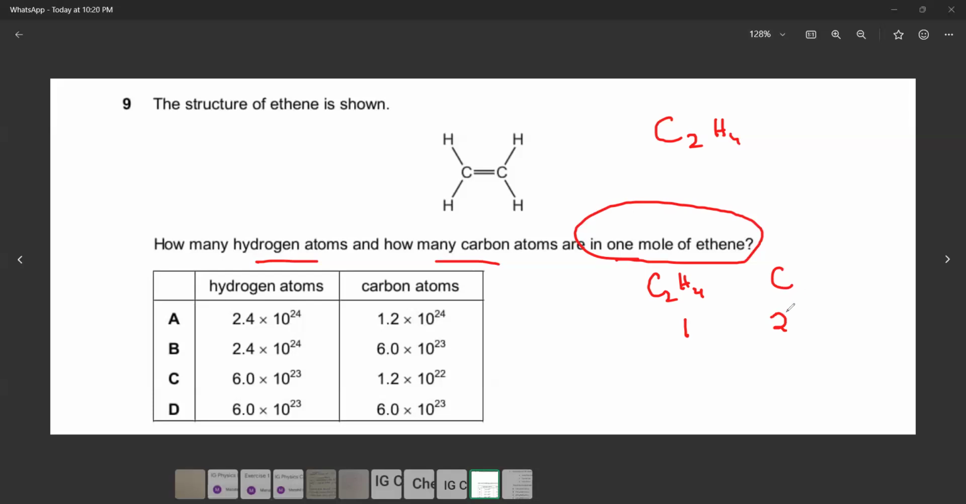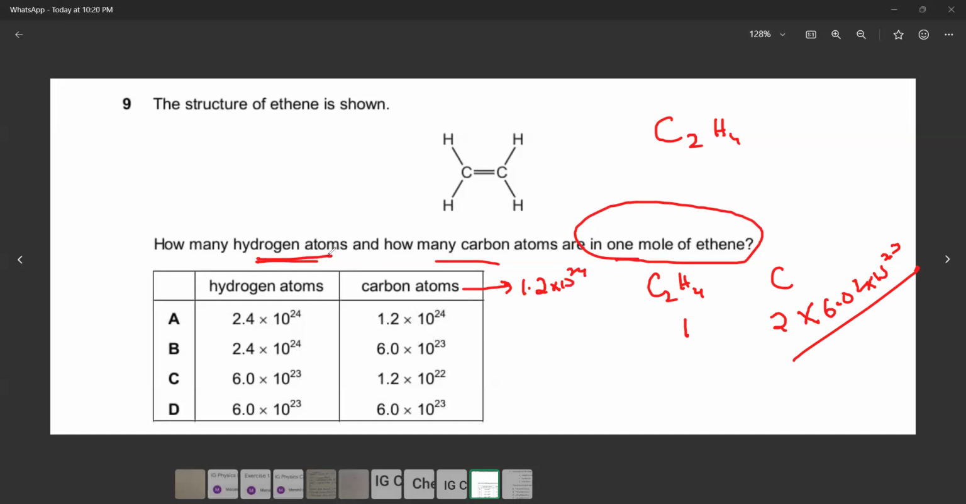And how many carbon atoms will there be in total? I'll multiply by Avogadro's constant, 6.02 × 10^23. So 2 multiplied by 6.02 × 10^23 gives 12 × 10^23, or 1.2 × 10^24. So the number of carbon atoms will be 1.2 × 10^24.